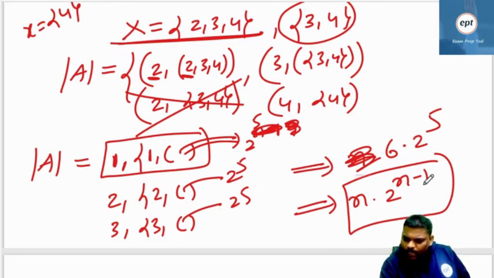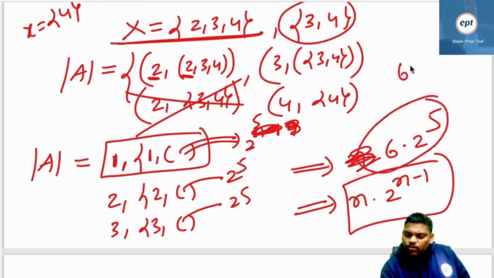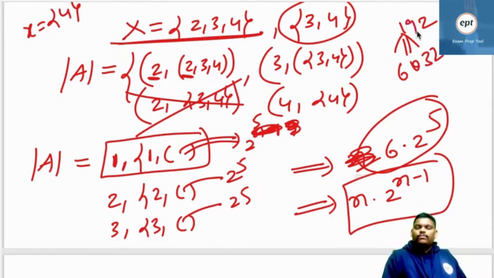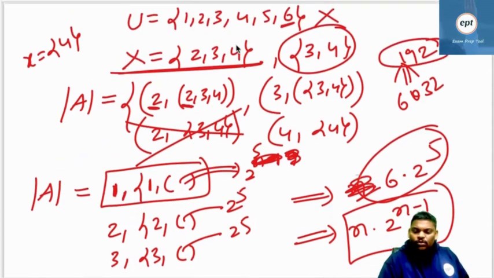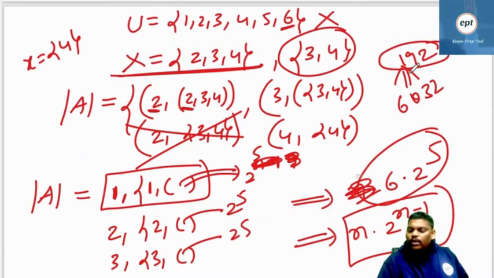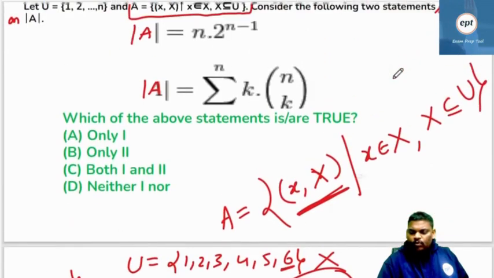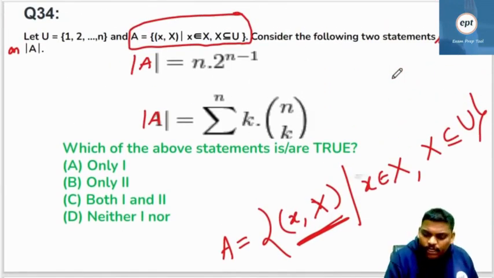So for us, the answer is going to be 6 into 2 power 5. 2 power 5 is 32. 6 into 32: 6 2s are 12, 6 3s are 18, so 192. The answer is 192 if U contains 6 elements. 192 is the answer. But what about this one?